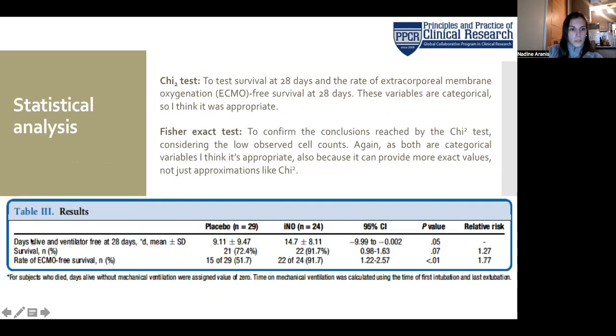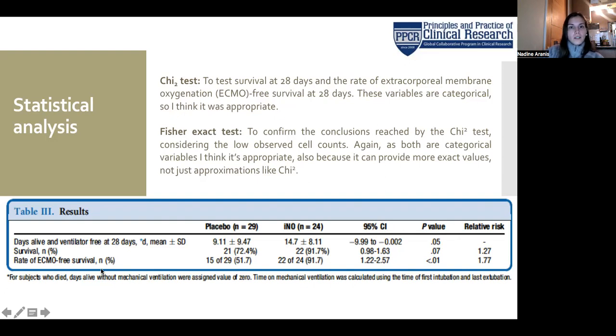In table 3, we can also see the results of the t-test in the variable days alive and ventilator-free at 28 days, which was greater in the inhaled nitric oxide group with 14.7 versus 9.11 in the placebo group, with a p-value of 0.05.